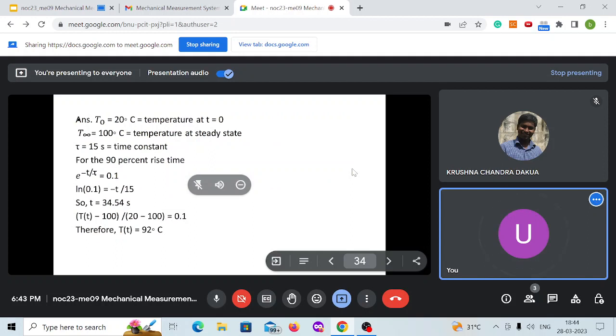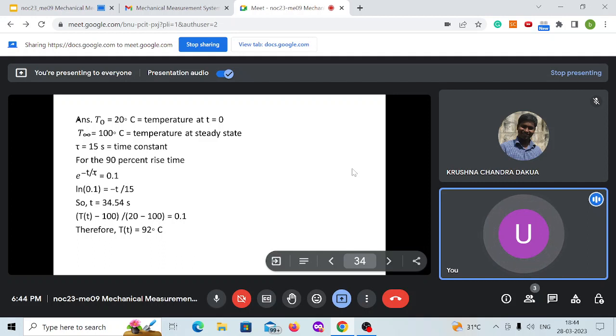So first, we know the initial temperature is 20 degrees Celsius, and the final steady state value it could reach when time is very large, or we can say t tends to infinity. In that case, the temperature will reach the steady state value, which is 100 degrees Celsius, the fluid temperature initially given. And we also know the time constant, which is 15 seconds.